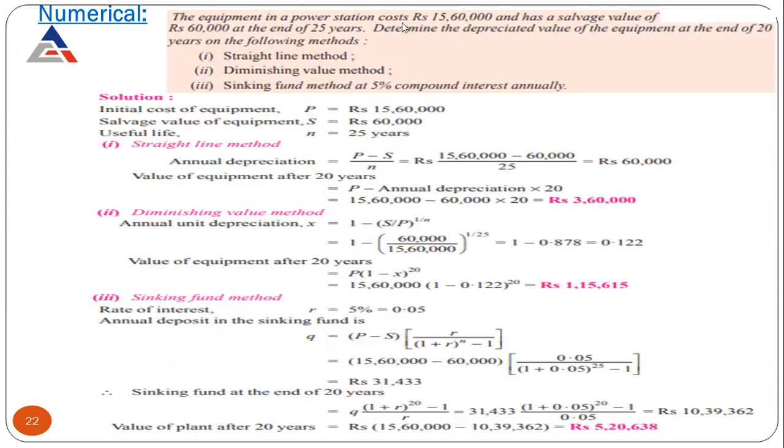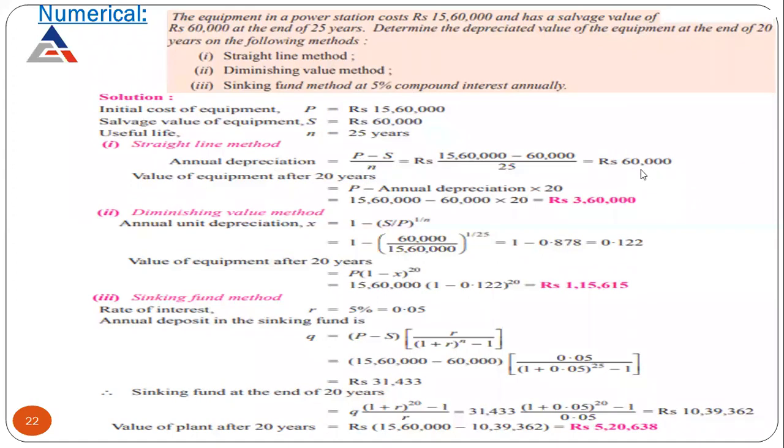So the equipment in a power station costs rupees 1,560,000 and has a salvage value of 60,000 at the end of 25 years. Determine the depreciated value of the equipment at the end of 20 years on the following methods: straight line method, then diminishing value method, the same one, that is the fixed percentage method, and then the sinking fund method at 5% compound interest rate. Okay, so for the straight line method, we know the formula is (P minus S) divided by N. So this is our P, this one is S, divided by useful life 25 years.